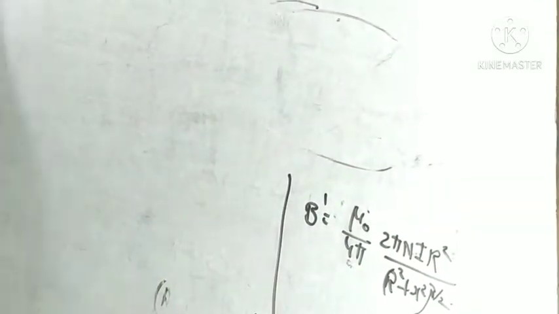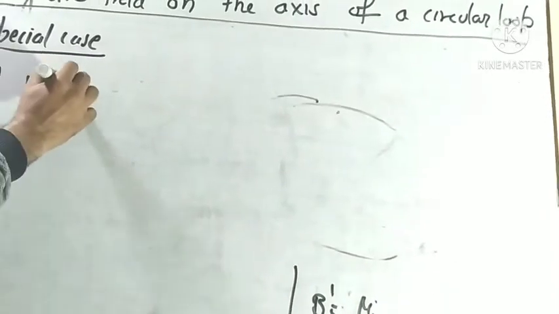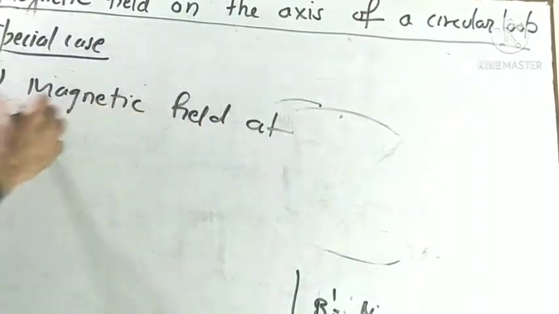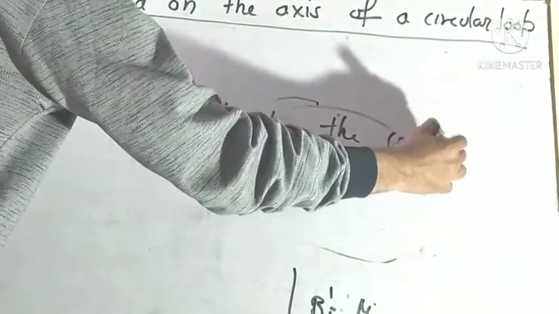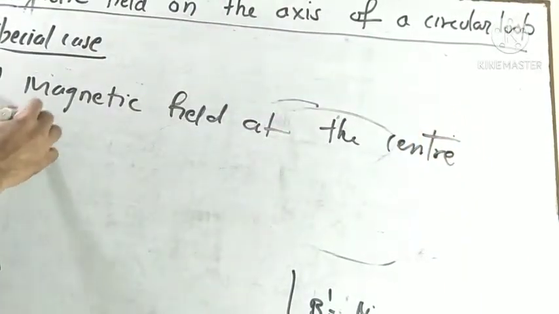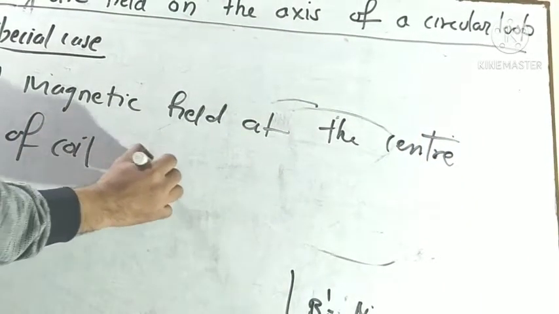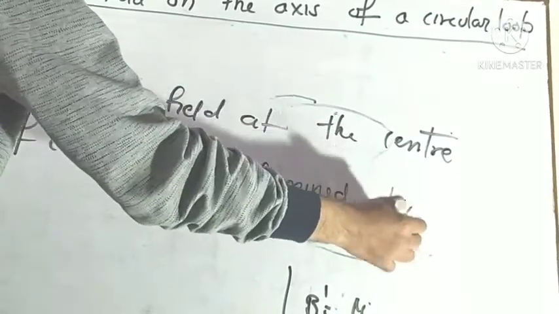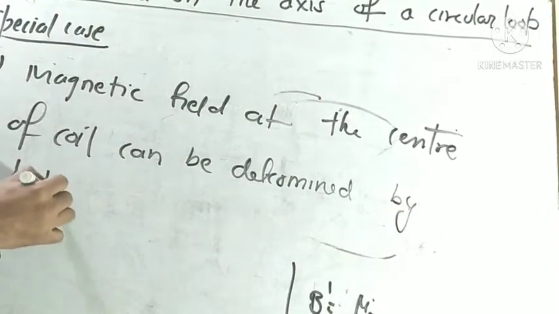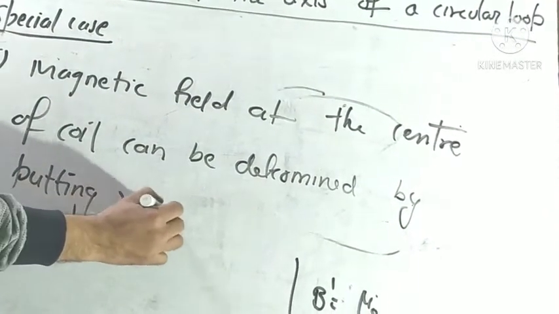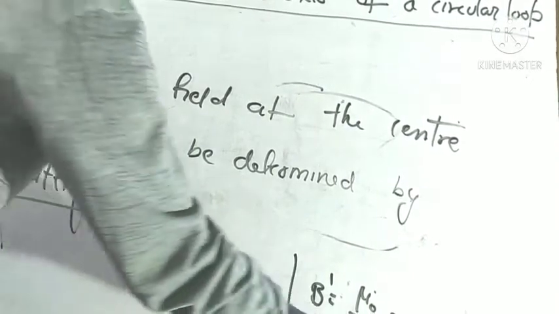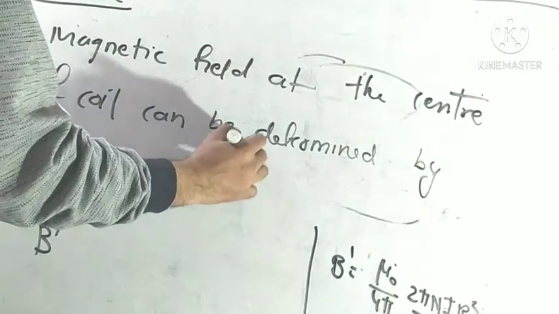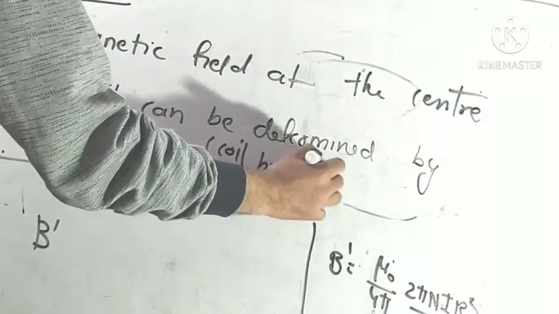Okay, the second case is the magnetic field at the center of the coil, which can be determined by putting X is equal to 0. We put X is equal to 0 here, and this coil has N turns.